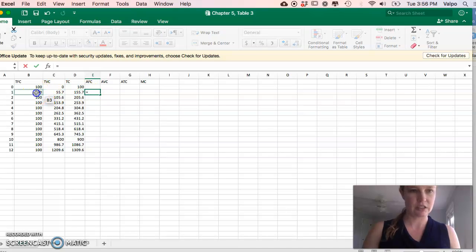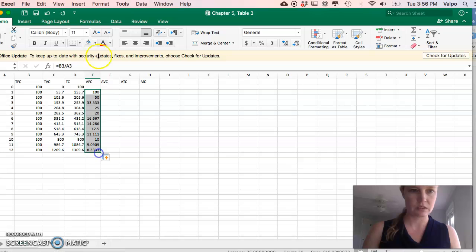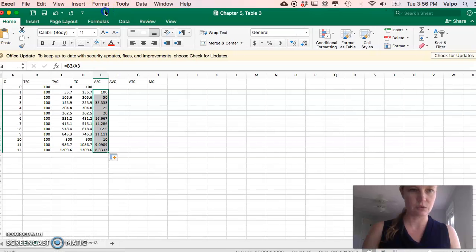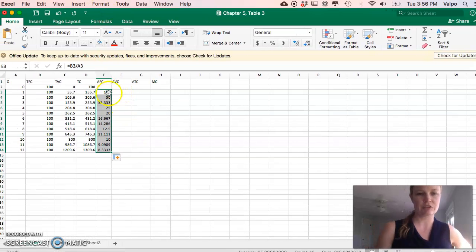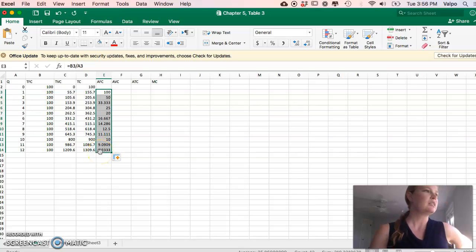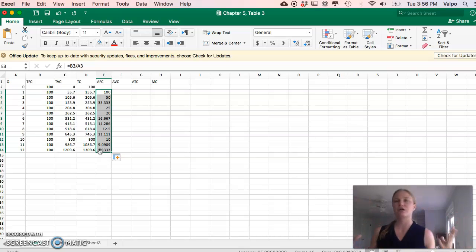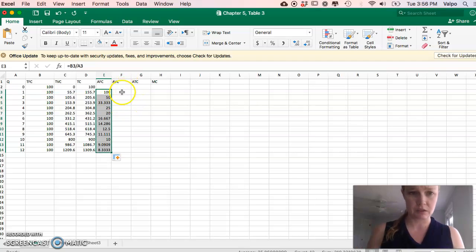Average fixed cost, you take total fixed cost divided by the quantity. And we can see that as quantity increases, the average fixed cost decreases. This is called spreading fixed costs. So if I had that restaurant and I'm paying rent for it, the more food I sell, the lower my average fixed cost is going to be because I'm spreading it over more food. I must be really hungry.